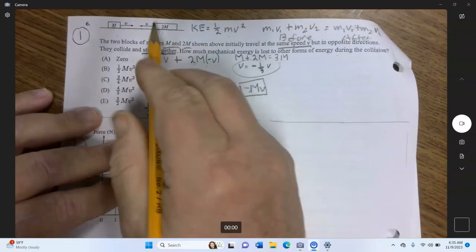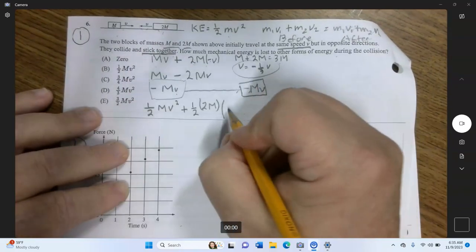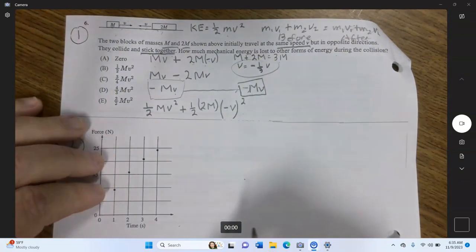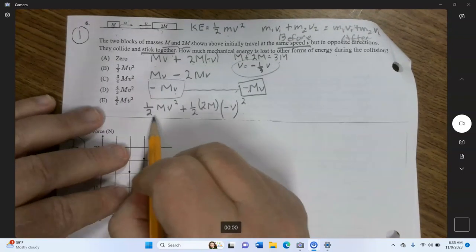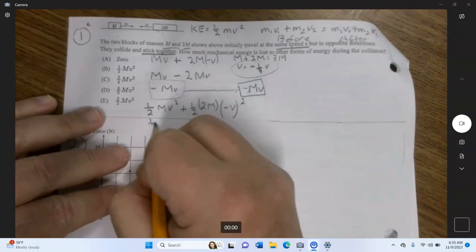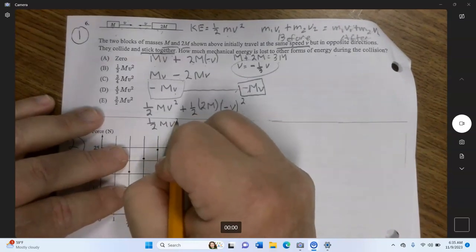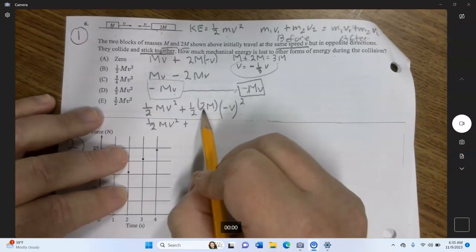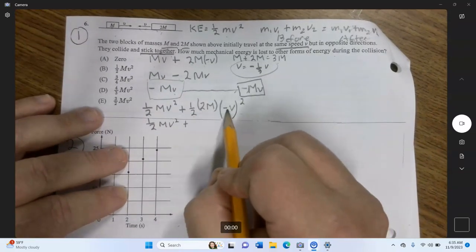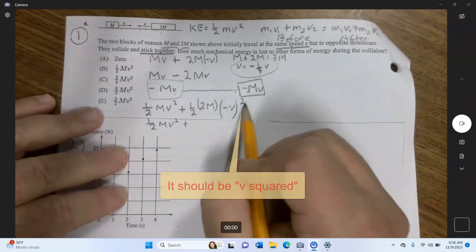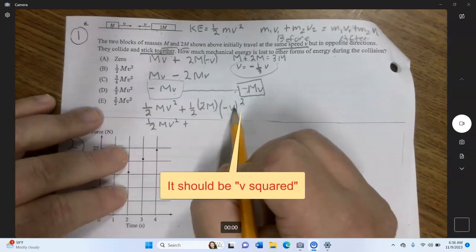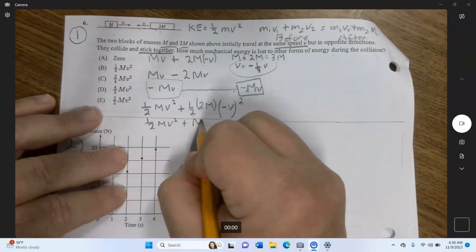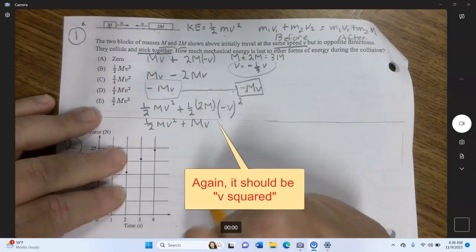And before the collision, the velocity is negative v. So it's negative v in the parenthesis squared outside. Okay, all right, so let's add that up. You get 1/2 mv squared plus 1/2 times 2 is 1, and m times negative v squared is positive v, so it's m times positive v. And you multiply that by 1/2 times 2 is 1, and you get mv. So be sure you understand that math, okay?